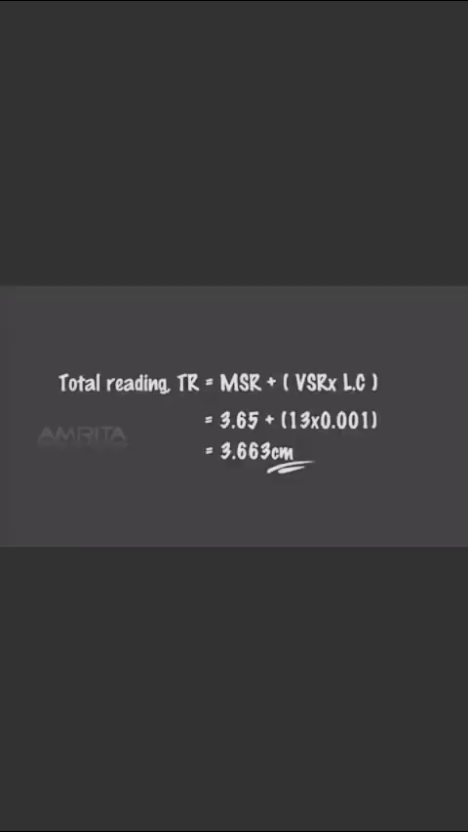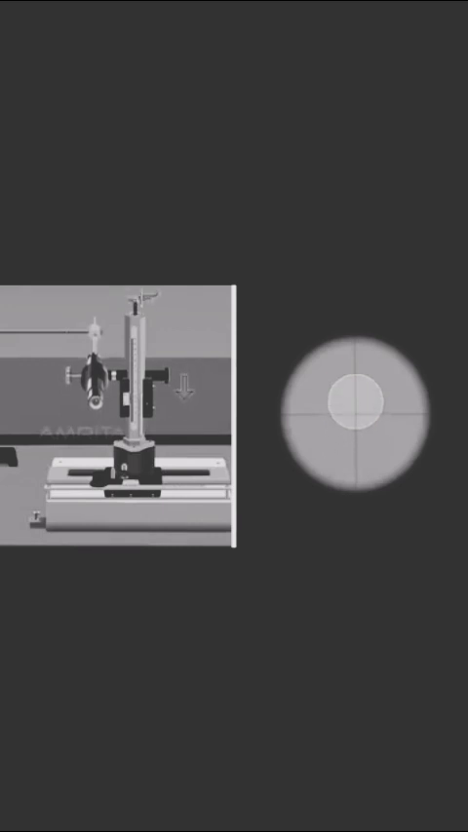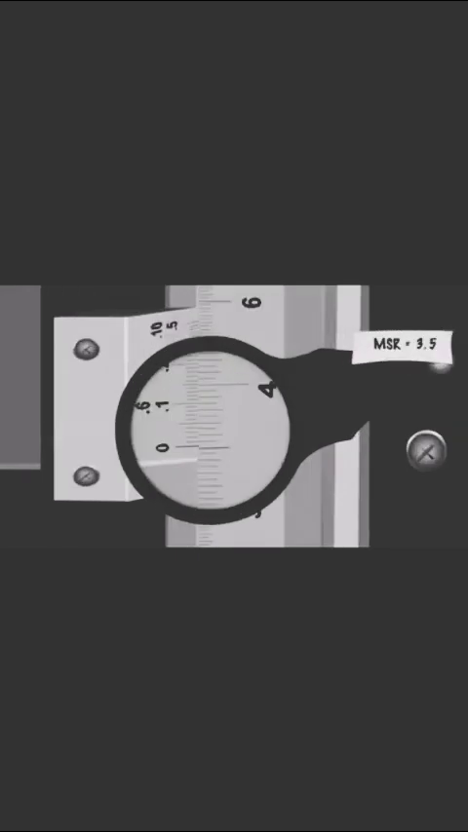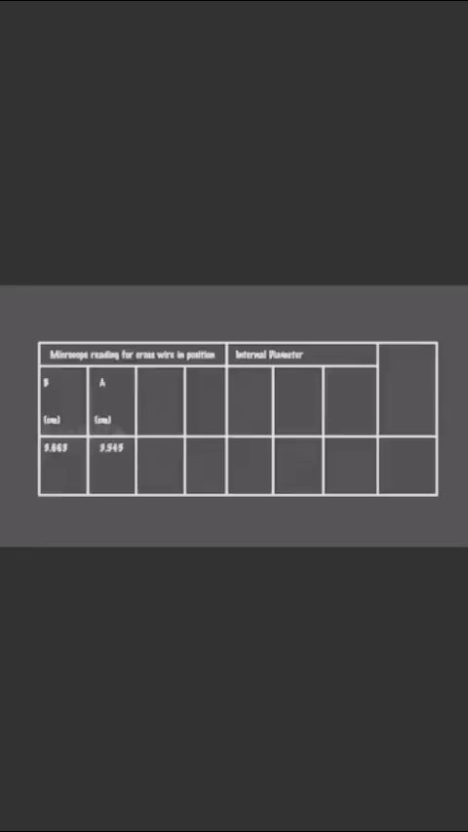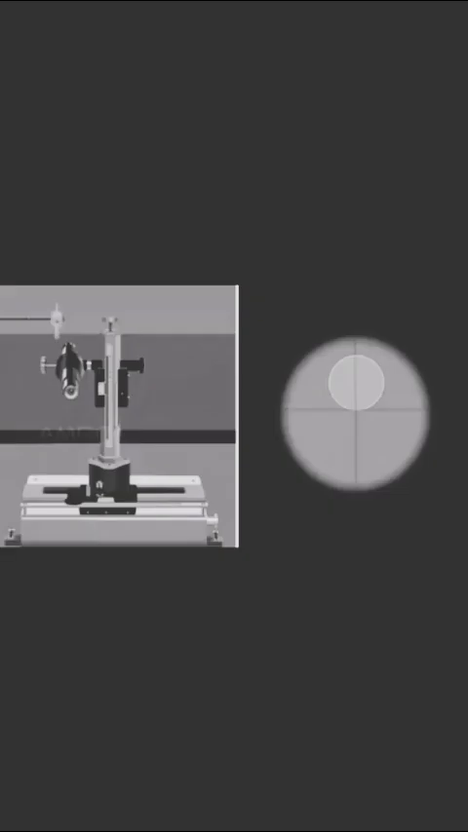Note down the main scale reading and vernier scale reading. Calculate the total reading. Record the total reading in a tabular column. Adjust the fine adjustment screw and make the horizontal cross wire just touch the inner circle at A. Note down the main scale reading and vernier scale reading. Record the total reading in the tabular column.